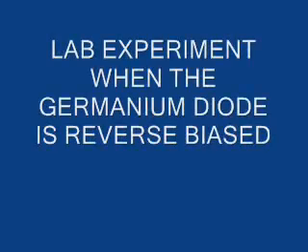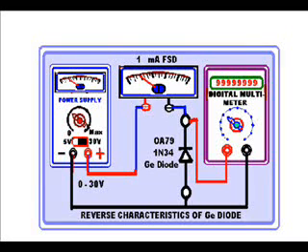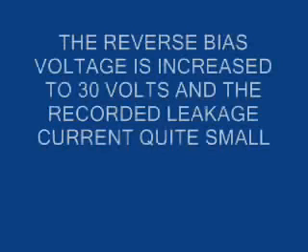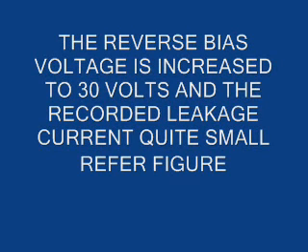Lab experiment when the germanium diode is reverse biased. The reverse bias voltage is increased to 30 volts and the recorded leakage current is quite small, refer figure.